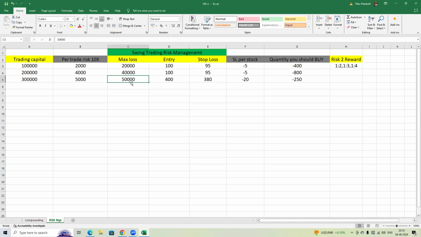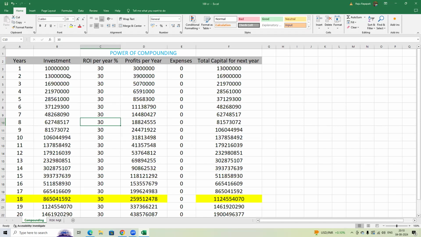I have one more formula for how compounding works. If you start with 1 crore investment and on average make 30% per annum, in 18 years you will have 100 crores. Even if you start with 1 lakh, you can just use the formula. With 30% per annum and compounding, you can generate huge capital for your trading. This is how the stock market works. Forget about making unrealistic profits.